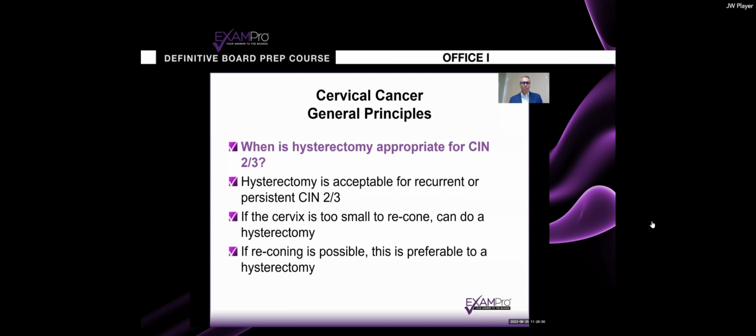When is hysterectomy appropriate for CIN 2 to 3 that has not been completely removed? Well, generally, it's the one get out of jail free card when the cervix was too small to recone, so you needed to do a hysterectomy. Now, I'll say, if your cervix is so small that you can't do a cone, and your anatomy is so distorted, and then you tell me you did a TVH, I'm going to think, interesting. You had good enough anatomy to do a TVH, but not good enough anatomy to do a cone. I'm not going to say that that's never the case, but that would strike me as unusual. So again, look at your cases carefully and think about the different issues that are in play.